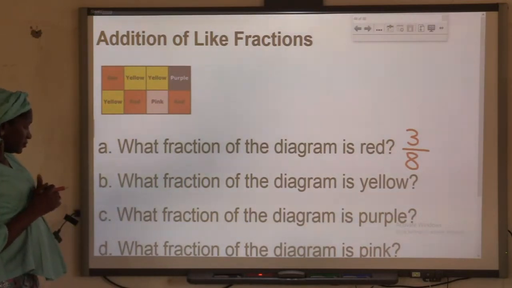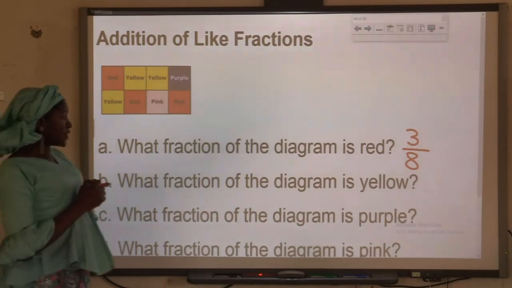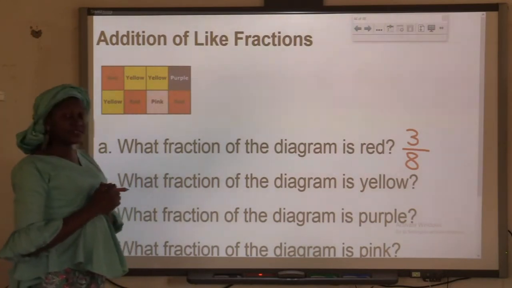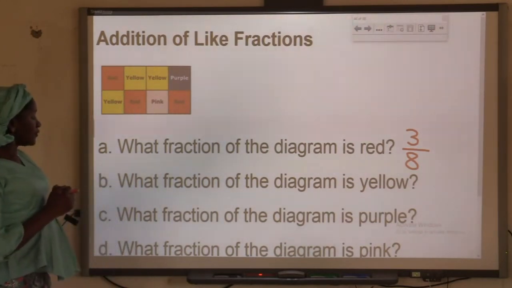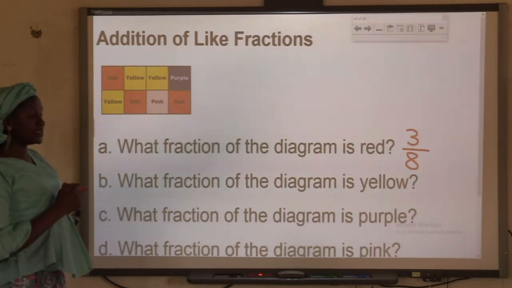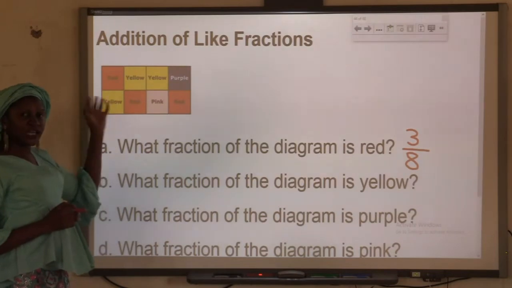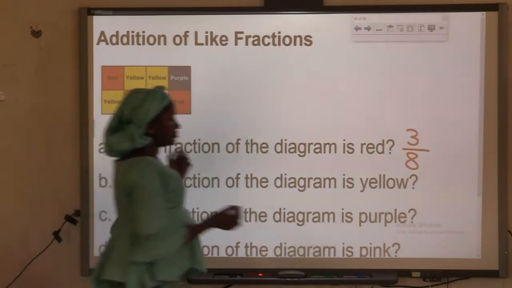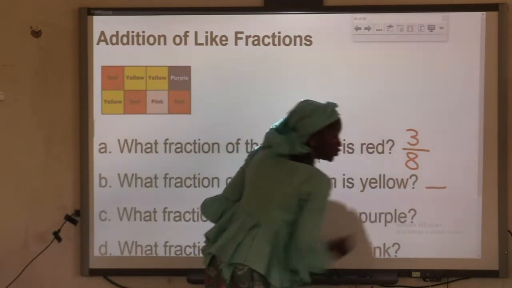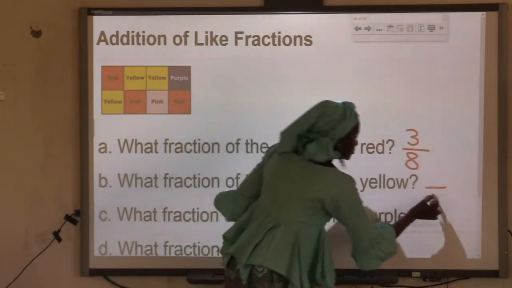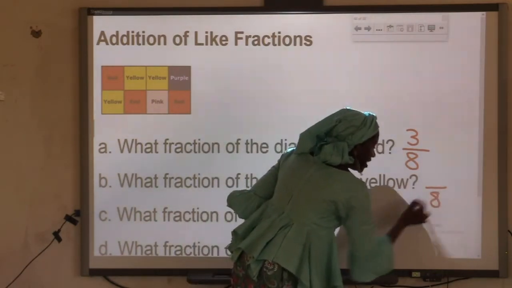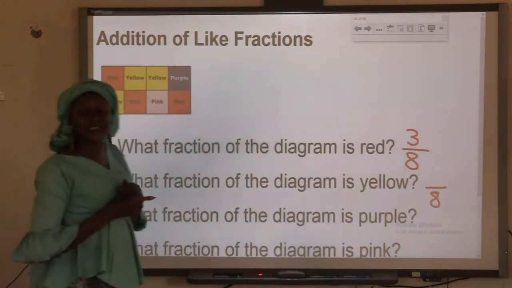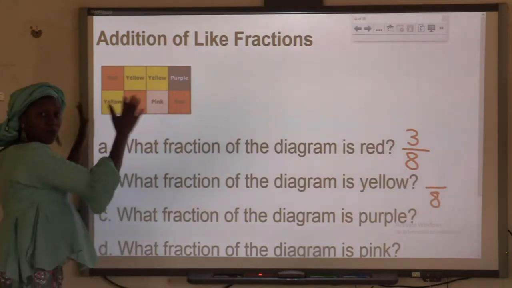B, what fraction of the diagram is yellow? A whole being divided into 8 equal parts. Therefore, our denominator should be what? 8. Because denominator answers the question, how many parts?